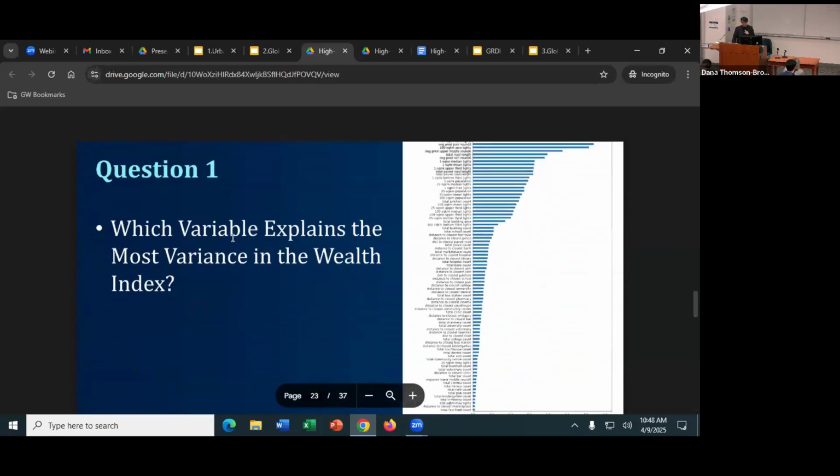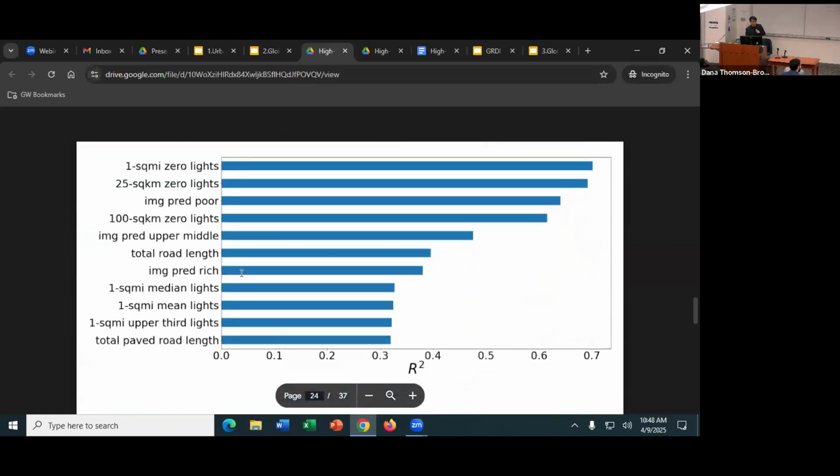You may have a couple of questions. The question I get most often is which variable explains the most variance in wealth index? Actually, the answer is the 1 square mile zero light percentage, and it accounts for 70% of the wealth level.